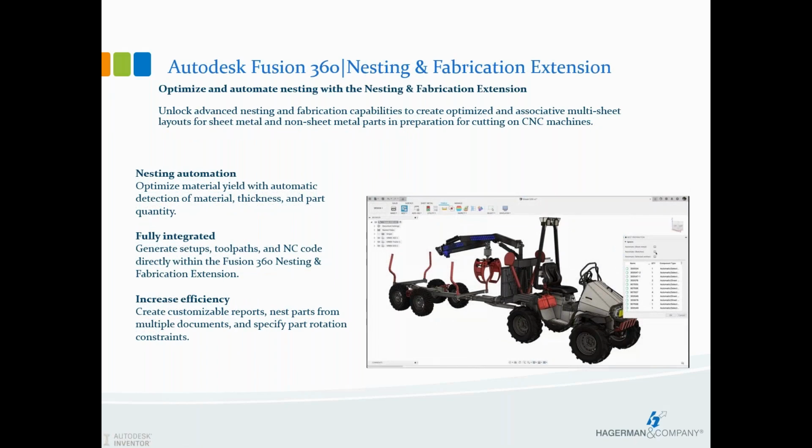We can unlock advanced nesting and fabrication capabilities to create optimized and associative multi-sheet layouts for sheet metal and non-sheet metal parts in preparation for cutting on CNC machines. Nesting and fabrication extension allows us to optimize material yield with automatic detection of material thickness and part quantity. We can generate setups, toolpaths, and NC codes directly within the nesting and fabrication extension and create customizable reports, nest parts from multiple documents, as well as specify part rotation and constraints.